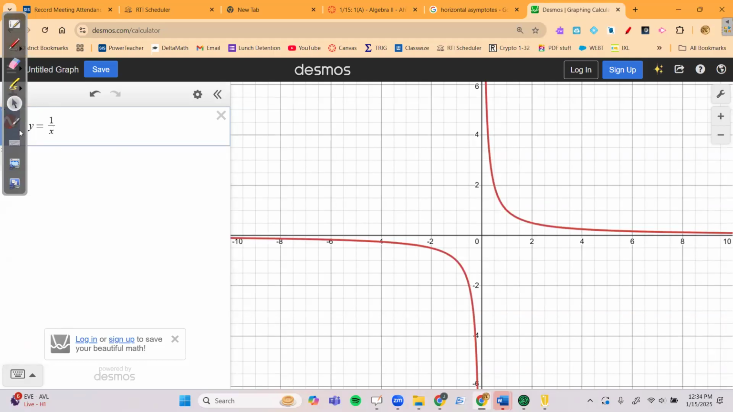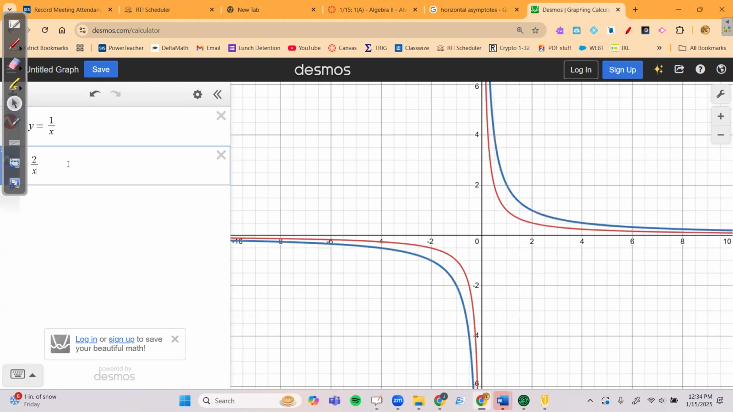Would anyone like to make a prediction as to what's going to happen if I change the 1 on top into a 2? Yeah, can you be a little bit more specific, maybe? Yeah, it's going to stretch vertically. So like the point right here, I don't know if you can see where I'm moving my mouse. That point's going to get pulled higher, right? Because we're multiplying by 2 on top instead of by 1. So like if I do Y equals 2 over X, you see that the graph got stretched away, just like you guys theorized that it would.